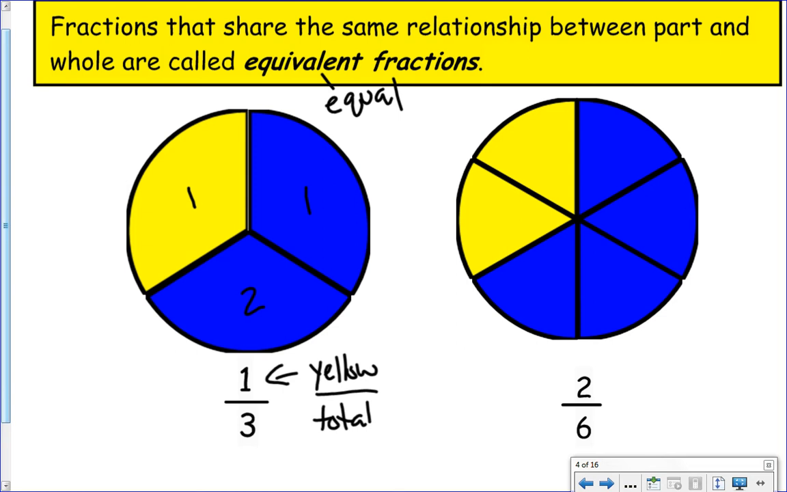Over here, I have the same size circle, but it's broken up into smaller pieces. So I have a total of 1, 2, 3, 4, 5, 6 pieces now. Okay, so I have 6 pieces total. Remember, same size circle, just broken up into smaller pieces. So I have 2 yellows and 4 blues. Okay, so my whole pie is going to be 6. And I have 2 yellows out of that, which is my parts. Now 1/3 and 2/6 are equal. They're equivalent fractions.